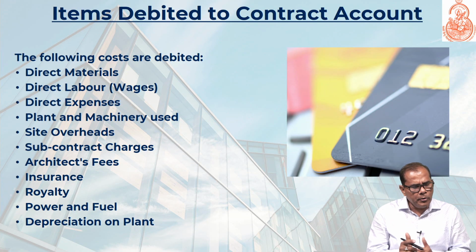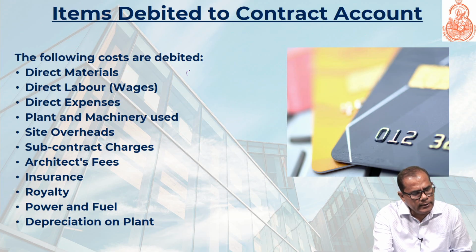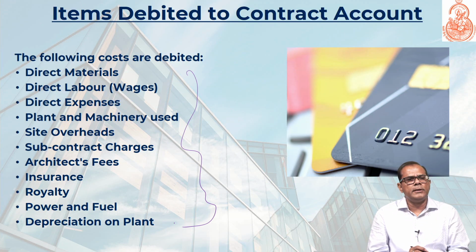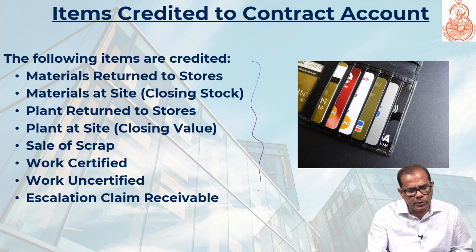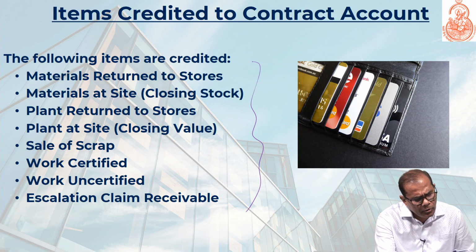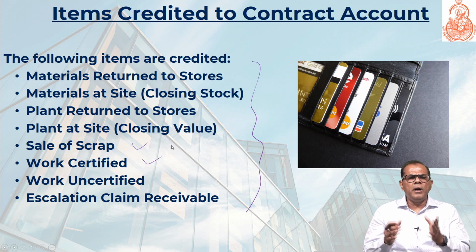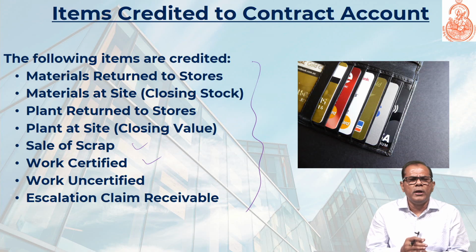Moving further, when we talk in detail about the items to be debited to the contract account, here is the glossary of items which are to be shown on the debit side of the contract account. Similarly, these are the items which are to be shown on the credit side, and here there are certain typical items, like the sale of scrap and work certified. Many times the work certified is not directly given in the information; we calculate it indirectly from the given information.